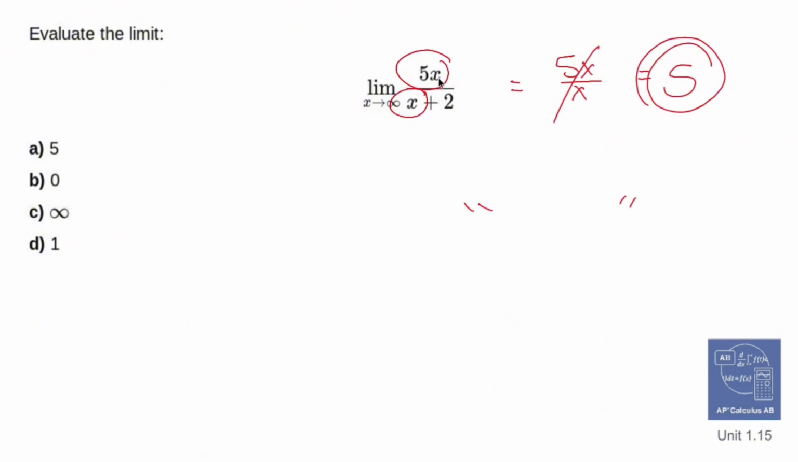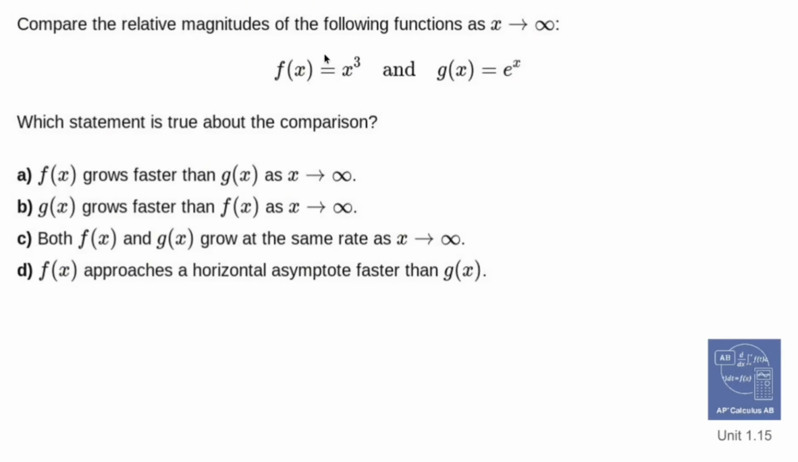So when the degree in the numerator is the same as the degree in the denominator, and I'm taking the limit as x approaches infinity or negative infinity, it's just going to be the leading coefficient over the leading coefficient. And so I have 5 over 1, which is 5. My answer is A.